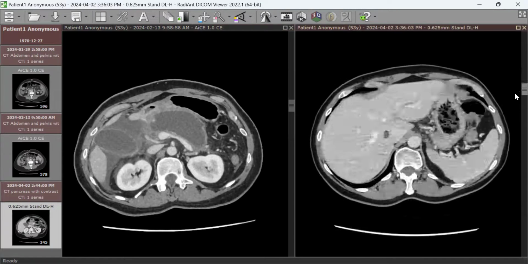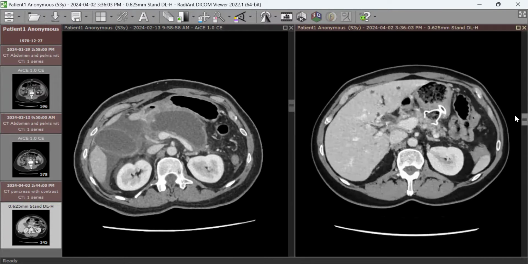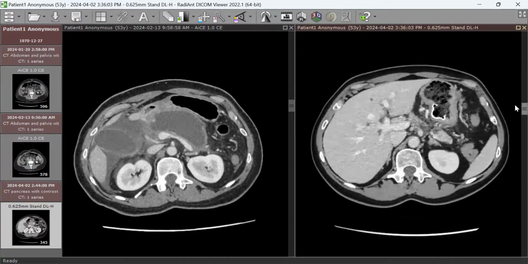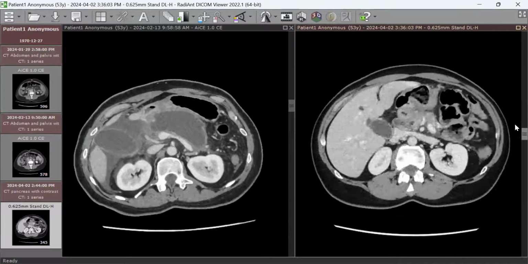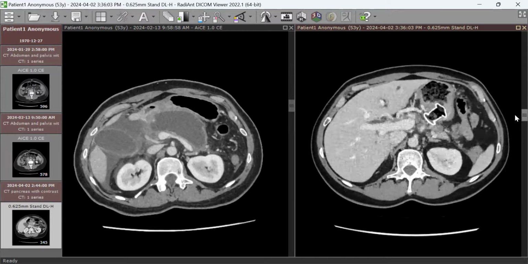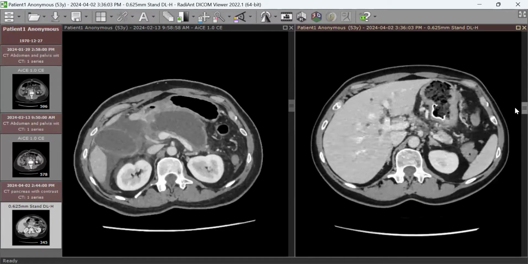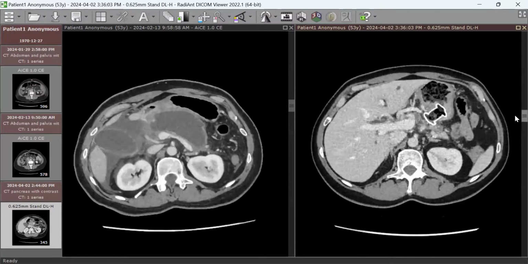Yeah, what do you see in this new scan? This is done after, I think, 6 weeks. So what do you see now? What happened to the walled off necrosis? Yeah, it drained. Okay, through the collection through the stomach. Yes. Do you know the name of this device?